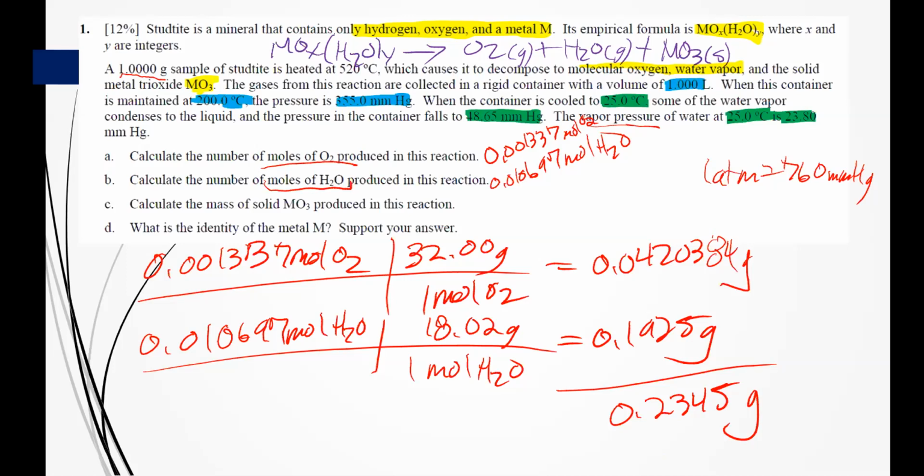So if we've turned both of these into their mass, so we have the grams of our O2 and the grams of our water, their total is this 0.2345 grams. Is that accounting for all of the mass of the sample?